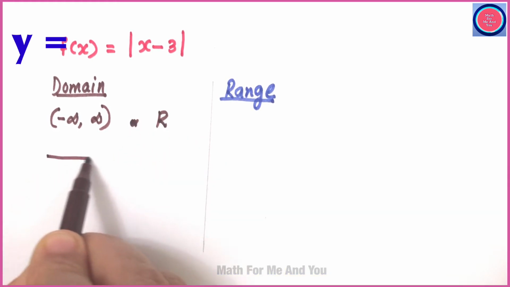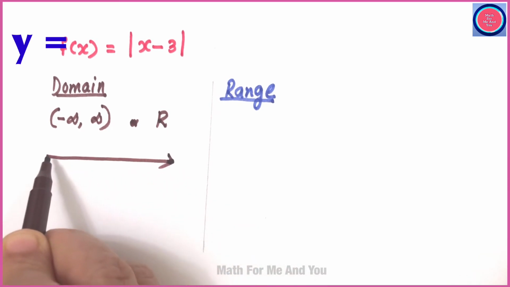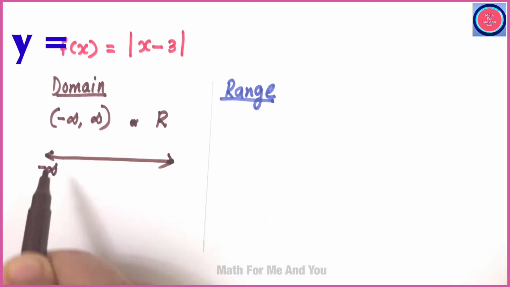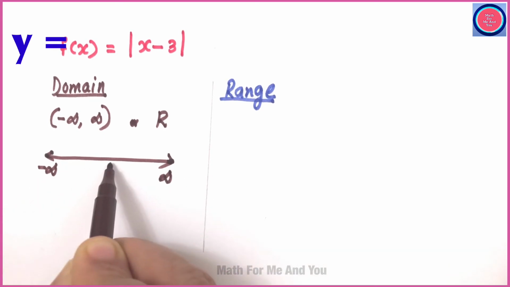How to show this in the number line? Draw the number line and x takes all the values from minus infinity to positive infinity. Even the middle value is 0.